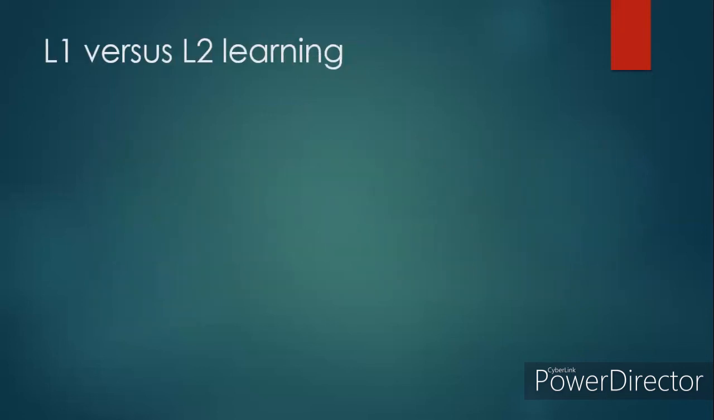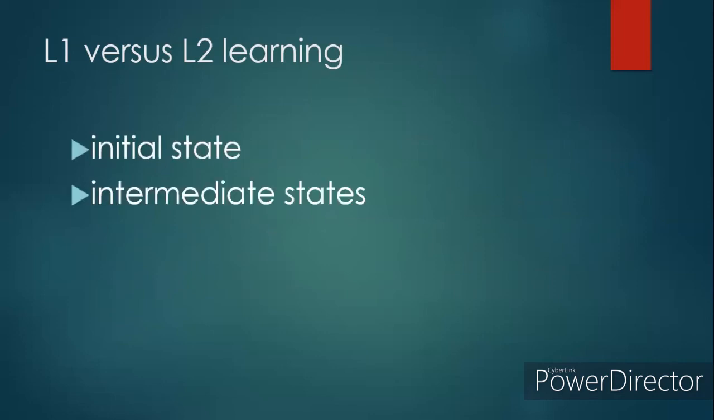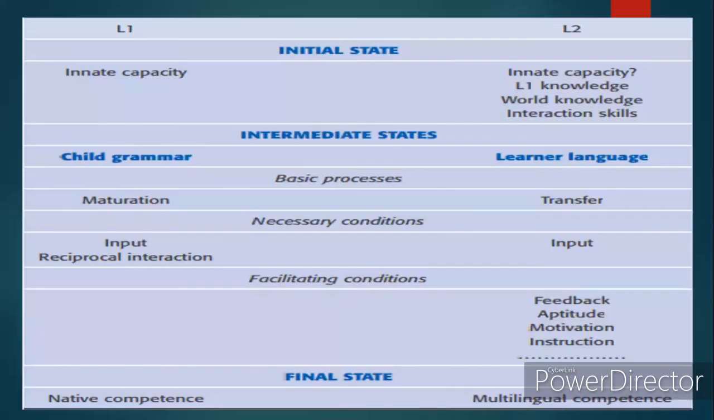Now let's have L1 versus L2 learning. We have three states: the initial state, the intermediate states, and the final state. So as I explained, just look at the table that is shown there. Those are the three phases: the initial, intermediate, and the final state.